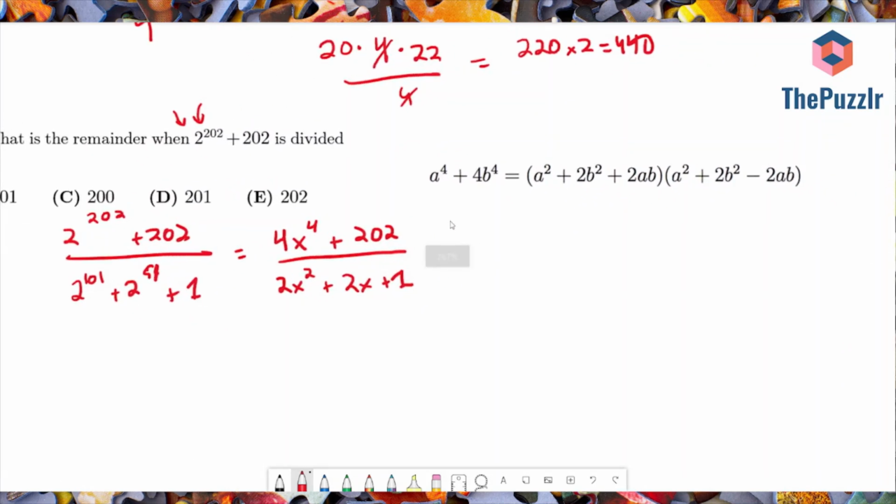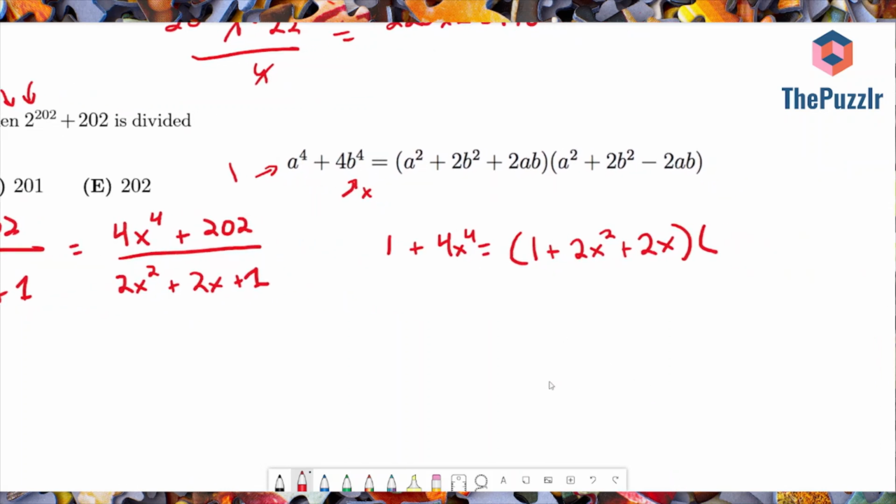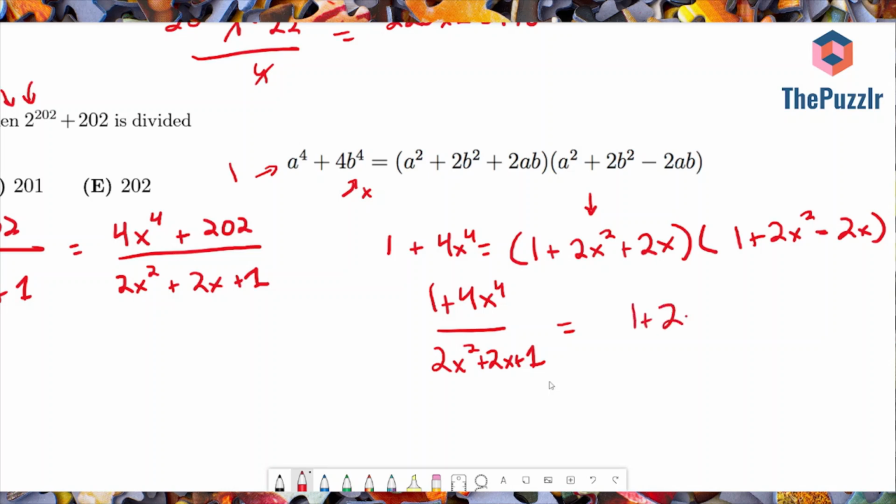Well, in a way. If we let a equal 1 and b equal x, then this becomes 1 to the power of 4 plus 4x to the power of 4 is equal to 1 plus 2b squared, which would be x squared, so 2x squared, plus 2 times 1 times x, which is 2x, times 1 plus 2x squared minus 2x. Dividing both sides by this expression right here, we notice that 1 plus 4x to the power of 4 over 2x squared plus 2x plus 1 is equal to 1 plus 2x squared minus 2x. So this right here is an integer, because it's equal to this.